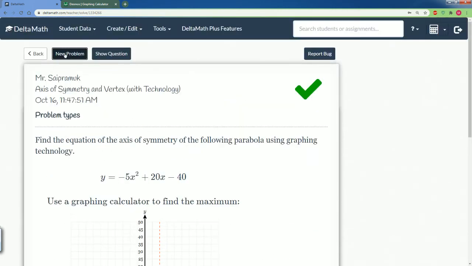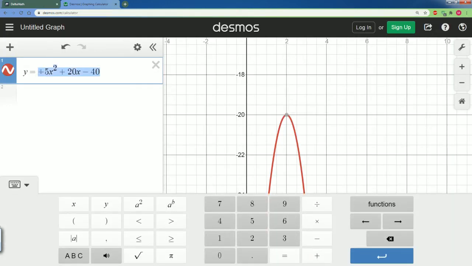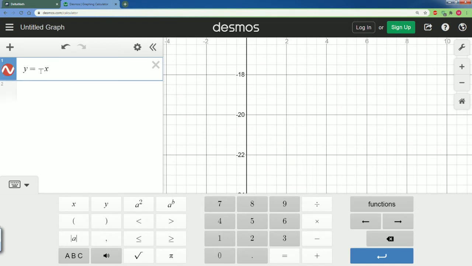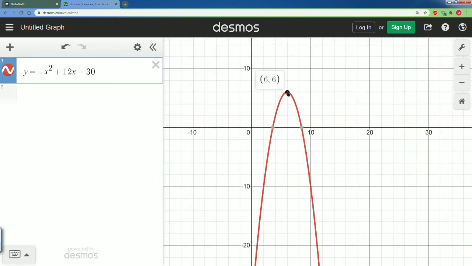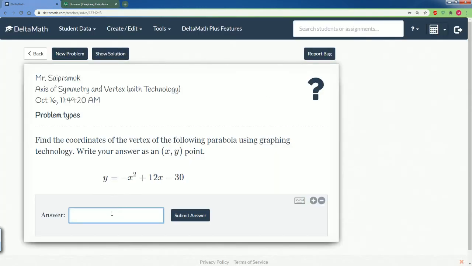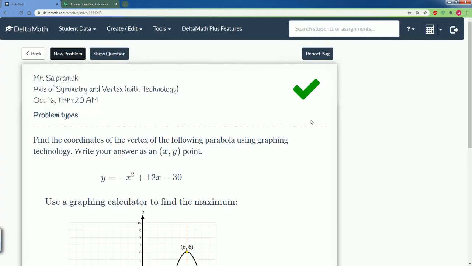All right, so let's do that one more time. Here it asks us to find the vertex. So let's just do this one for the vertex. y equals negative x squared plus 12x minus 30. Zoom out. We saw it is this point, so the vertex is 6 comma 6. So we would say it is 6 comma 6. That is our point. That is correct.